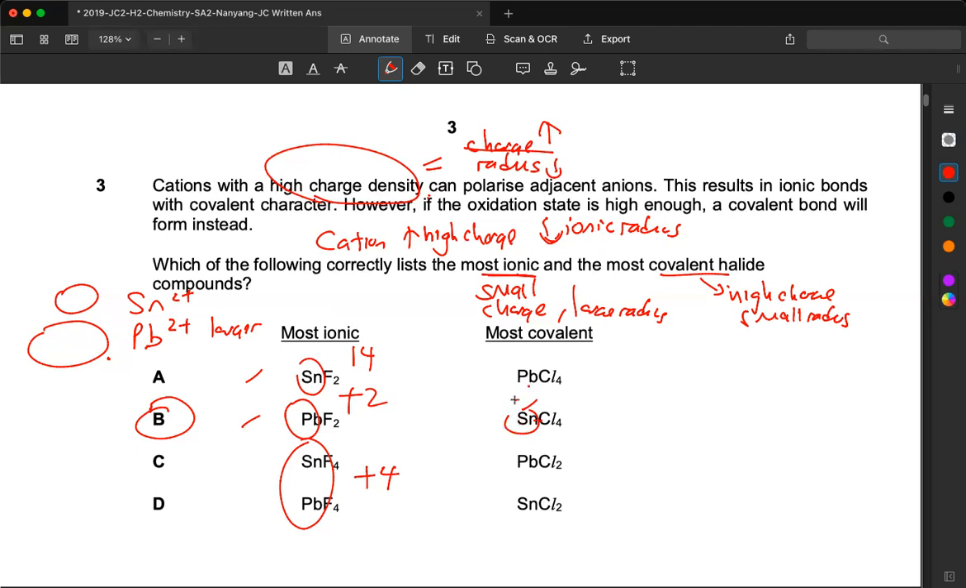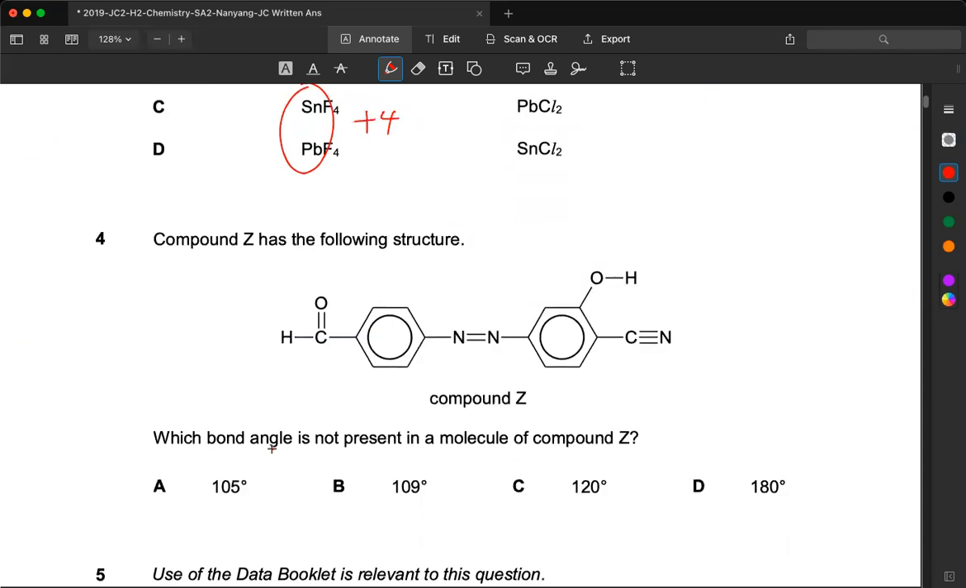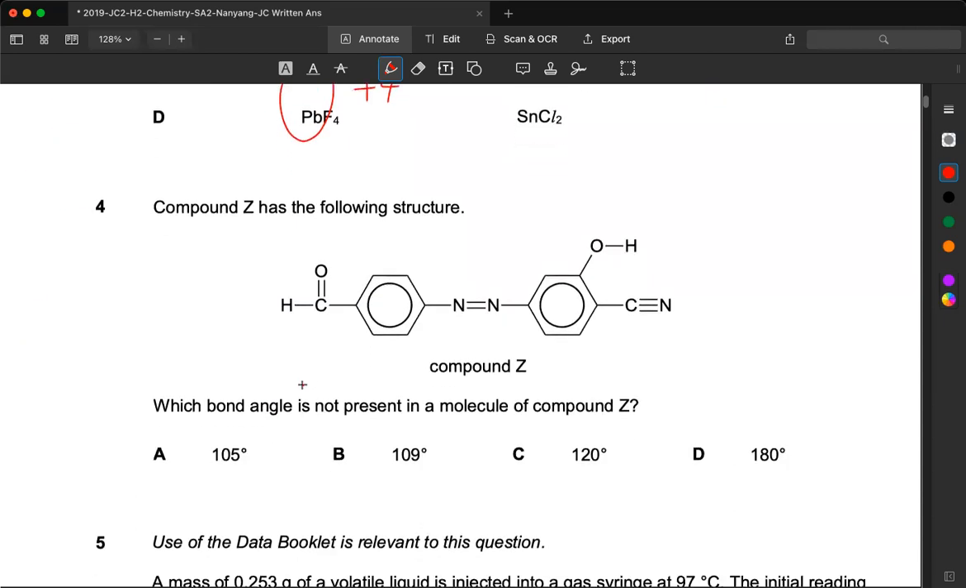Okay, it's good that you know that anions with larger electron cloud will be more easily polarized. Chlorine, for example, is more easily polarized because it has a larger electron cloud size, so it will be able to form covalent bonds more easily than fluorine. Okay, let's go to number 4.